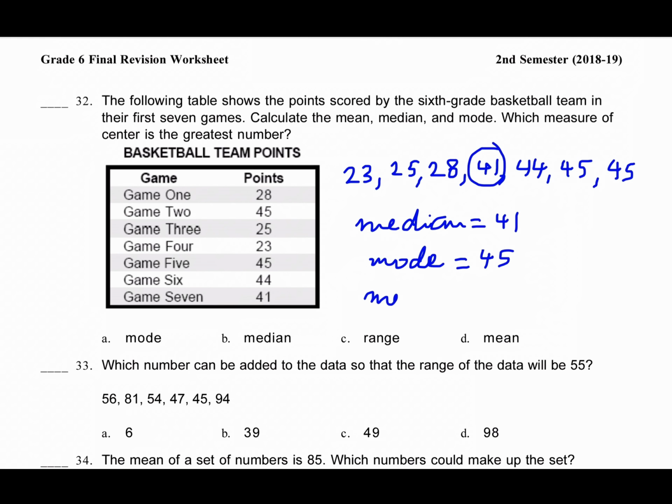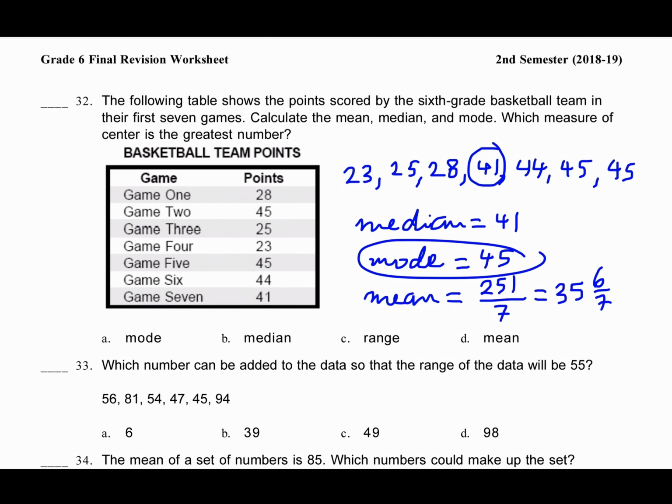Now, for the mean, we have to add all this data: 23 plus 25 plus 28 plus 41 plus 44 plus 45 plus 45. The total is 251, and how many values do we have? We have 7 values, so divide by 7, and the answer would be 35 and 6 over 7 remainder. So now, which one of these has the greatest number? Of course, this is the mode, so the answer would be A.